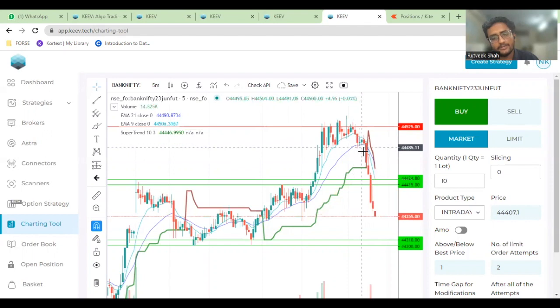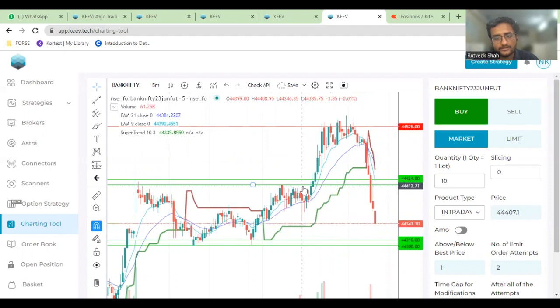So the current bearish sentiment in the market has sustained, and it has dropped below today's opening range, where the high was around 44,400 and the low was around 44,350. So currently it is forming an extremely bearish signal, and the next support right now is around 44,300.